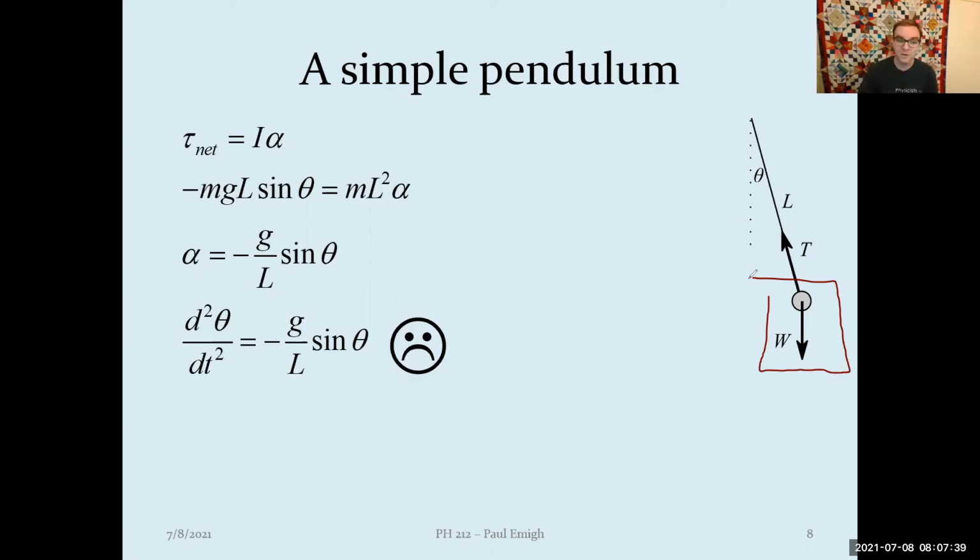And then I have set that equal to I times alpha. I was given as mL squared, and I'm off to the races here. So I do some quick canceling. You'll see that the mass actually cancels out here. We've seen that happen in a lot of physics problems. And I have an equation which says that alpha is equal to minus g over L sine of theta. And just like we did in the block on the spring case, I can write alpha, the angular acceleration, as the second derivative of theta, which is the angular position.